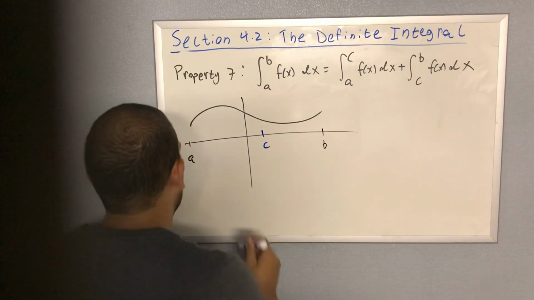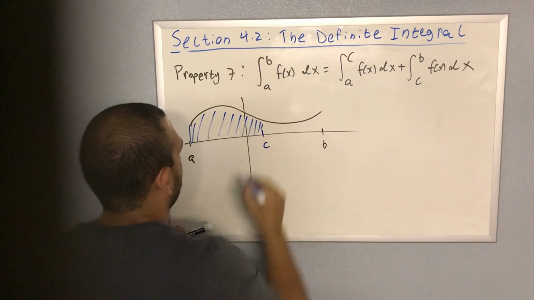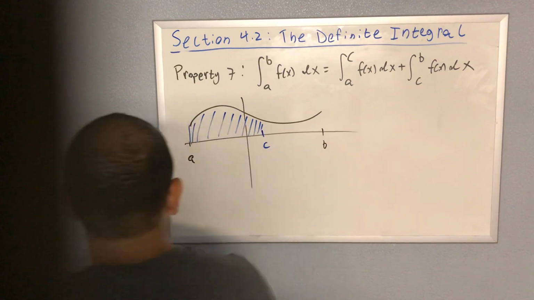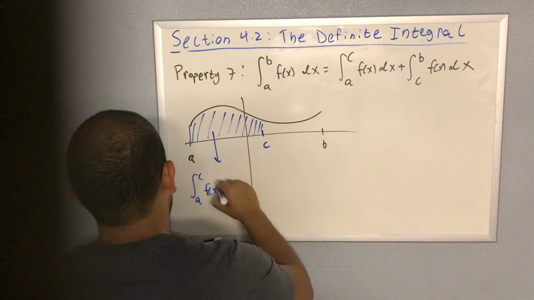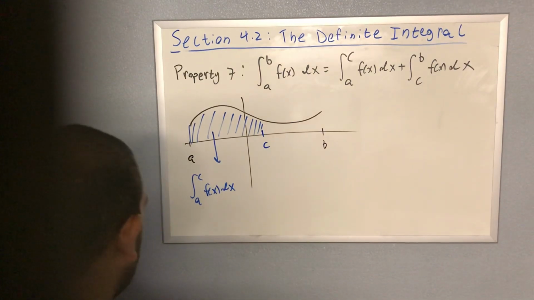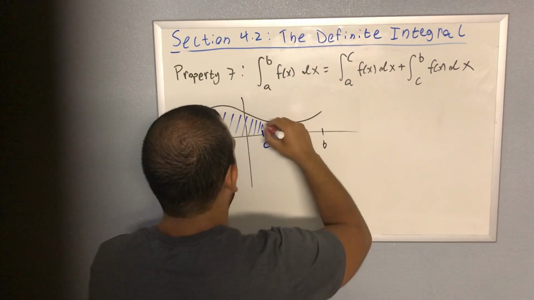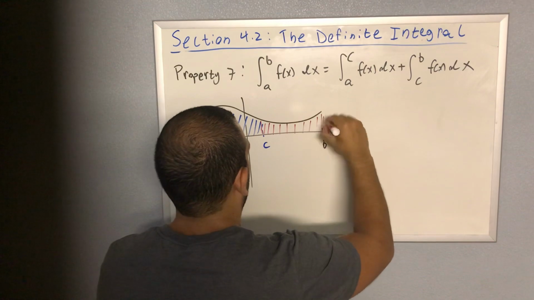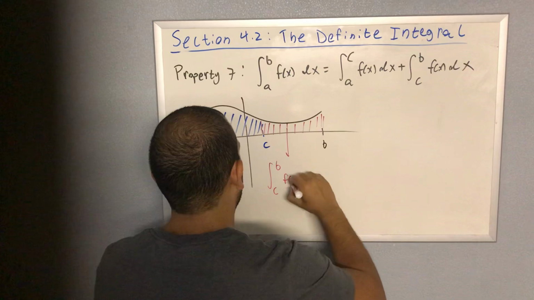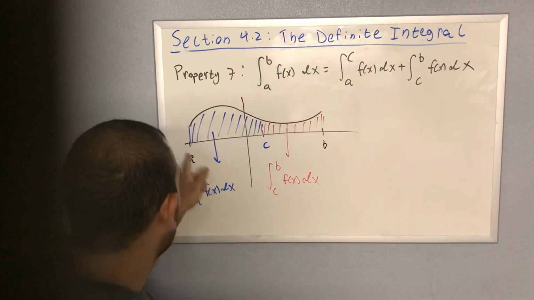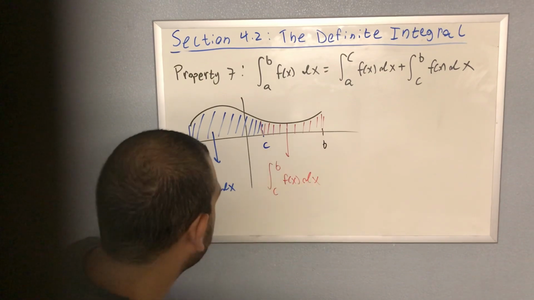Now, if you take the area from A to C, so this right here, so the area from A to C is that. If you take that and you add it to the area from C to B, right? So A to C, that's why this is A to C. C to B, that's why that's C to B.